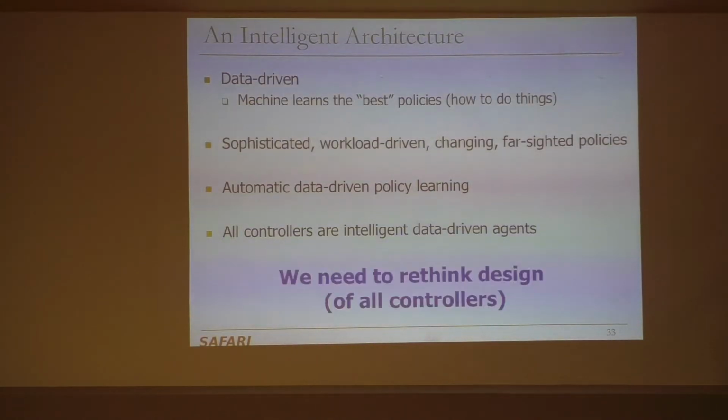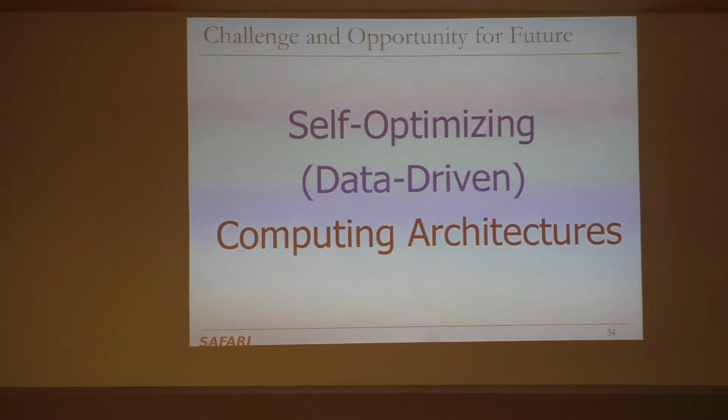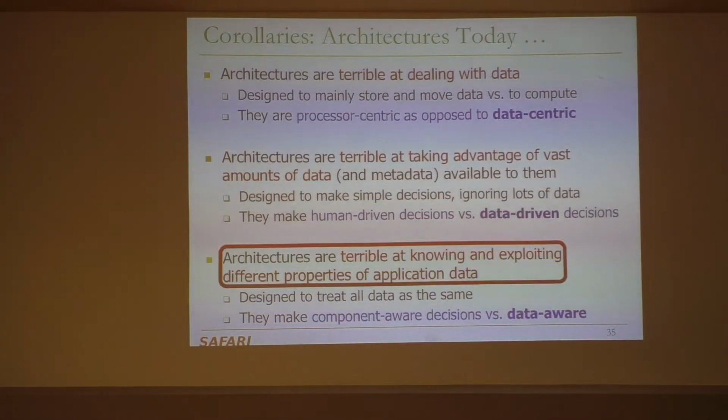Okay, so I think an intelligent architecture. Basically, we need to rethink the design of all controllers that we have in the system. And there are a lot of controllers, actually. Okay, now let me give you the last one over here before we conclude. And I think I'll leave you with the concluding slides. But basically, this is also very important, I think. I'm going to spend even less time here, because I think we know even less here.